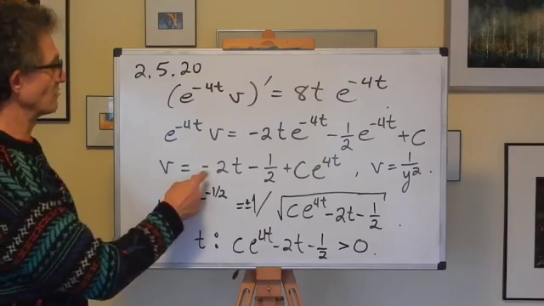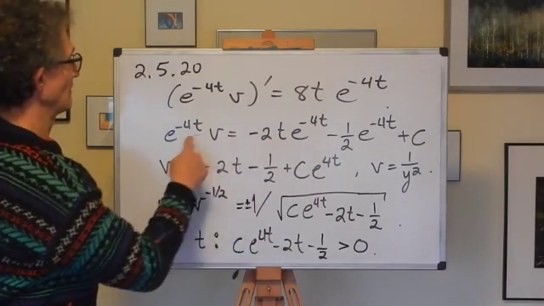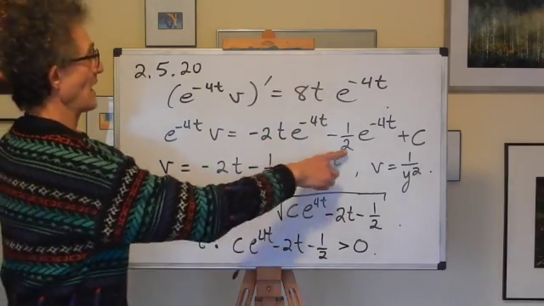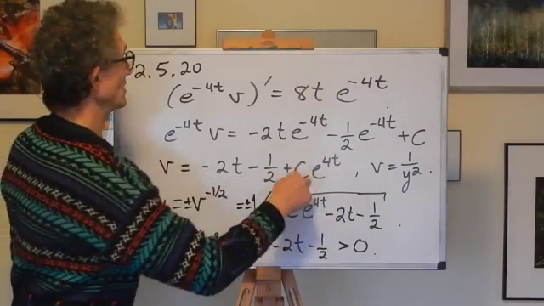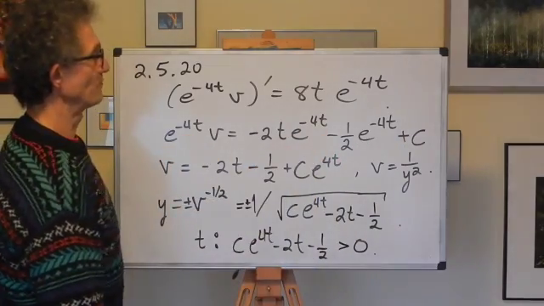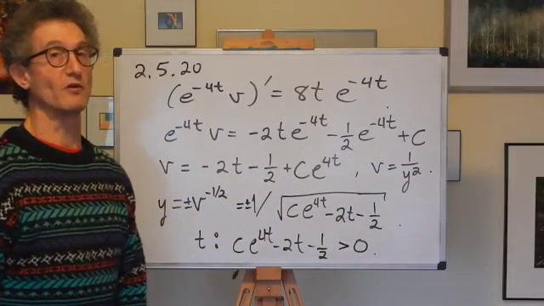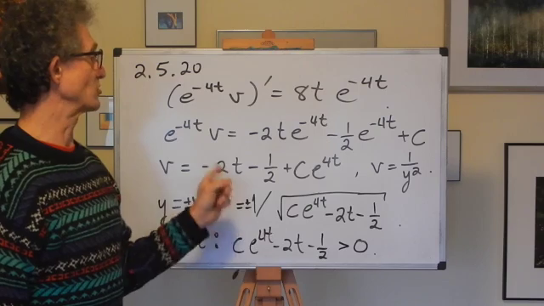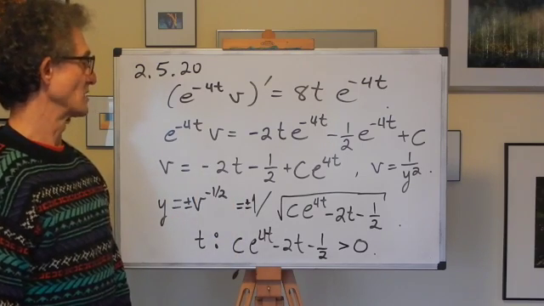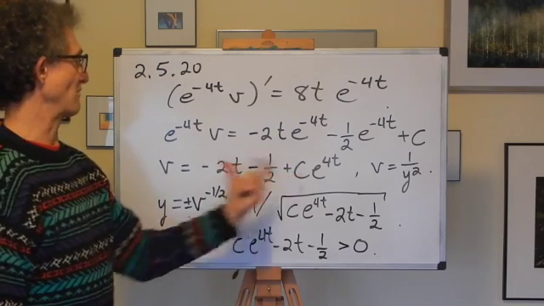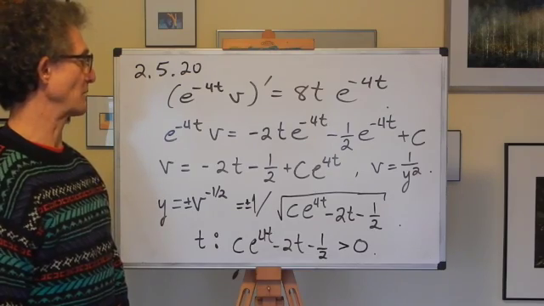And so v is minus 2t minus 1/2, and then plus c times e to the 4t. And remember that v originally was set to be 1 over y squared. So v should actually be positive.